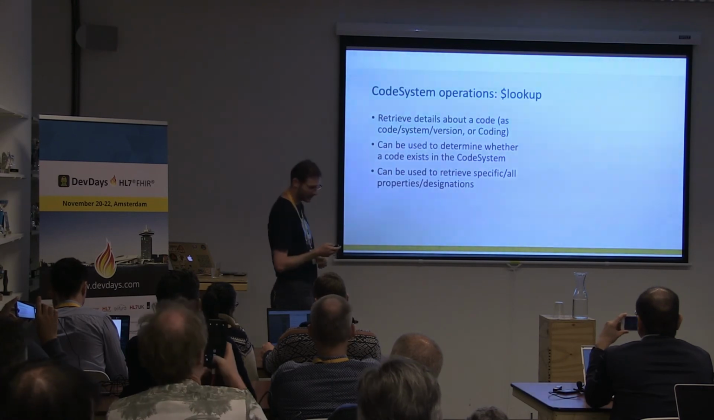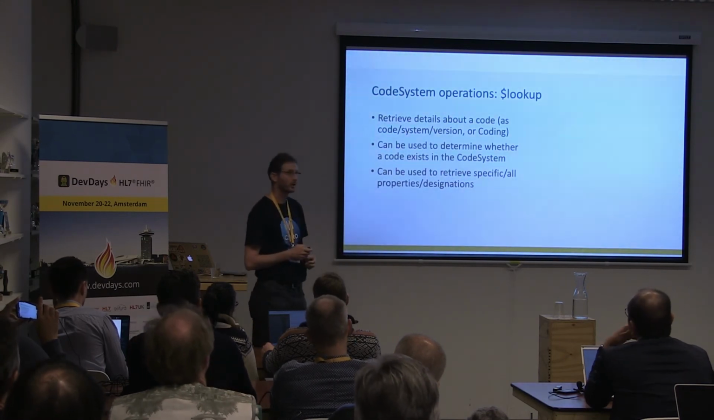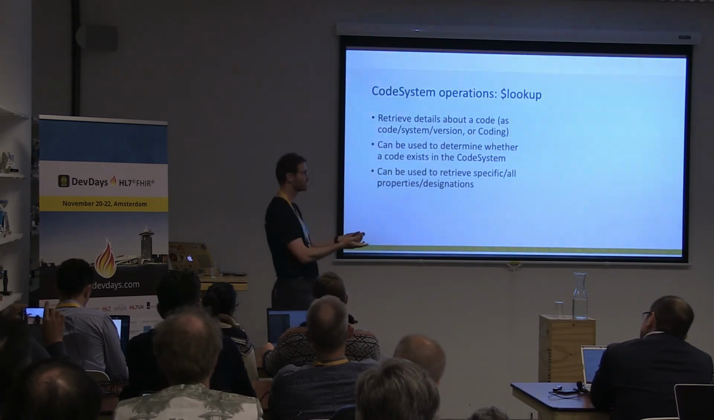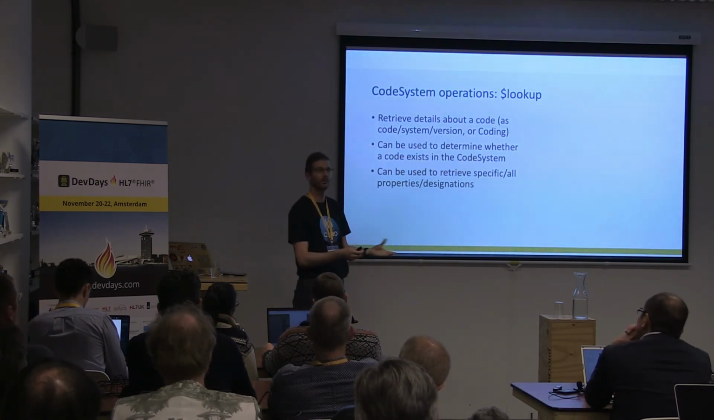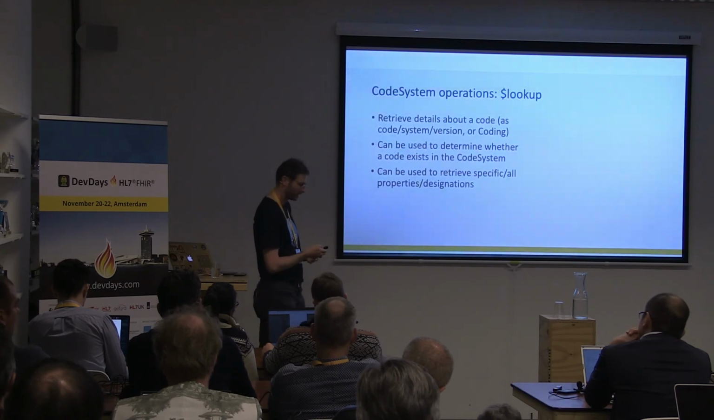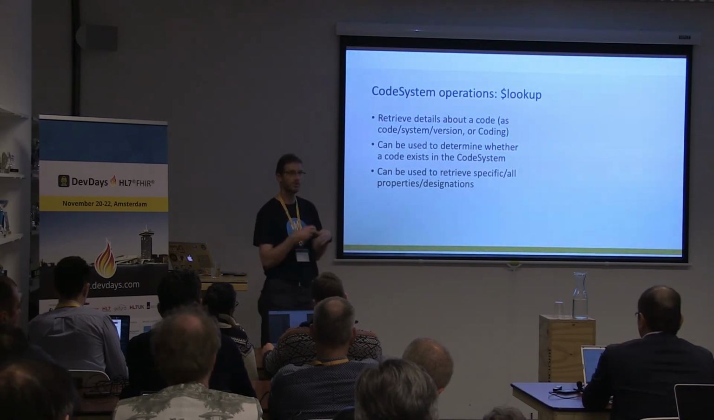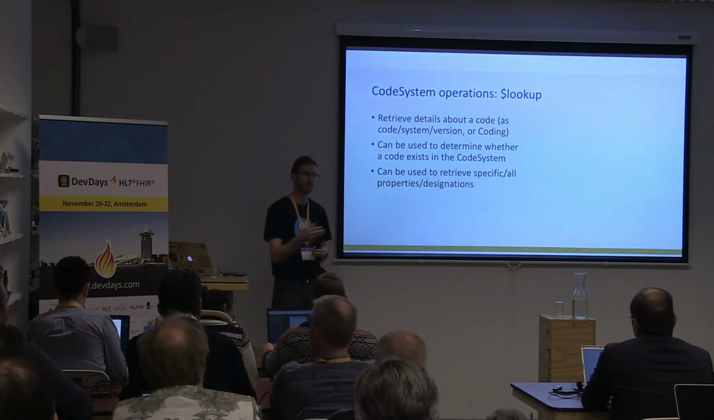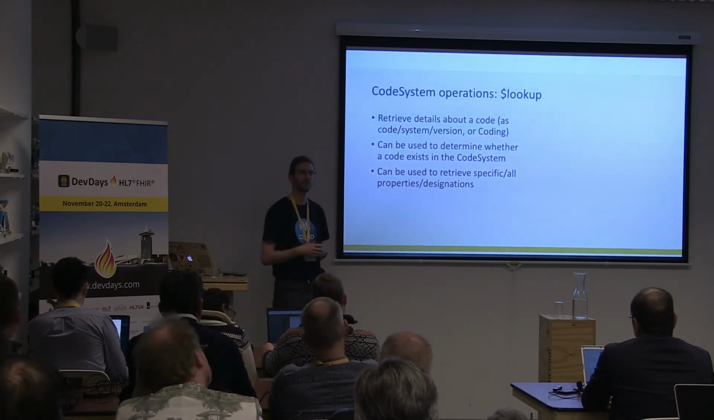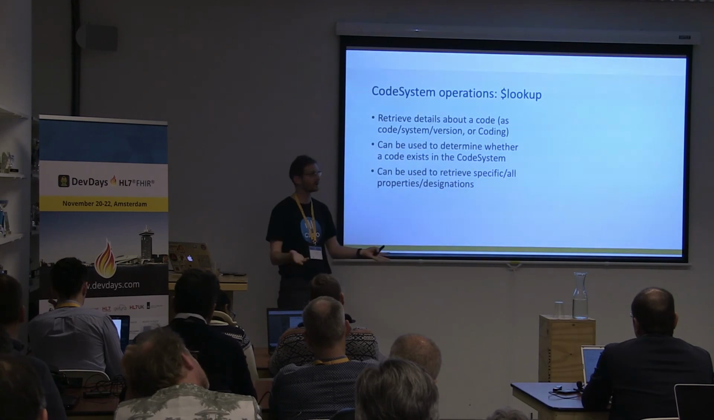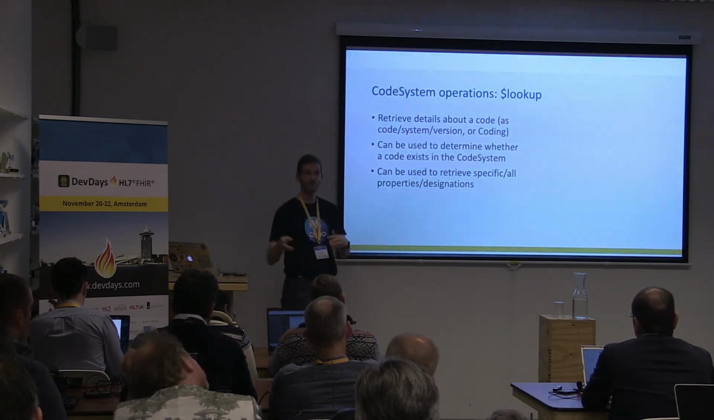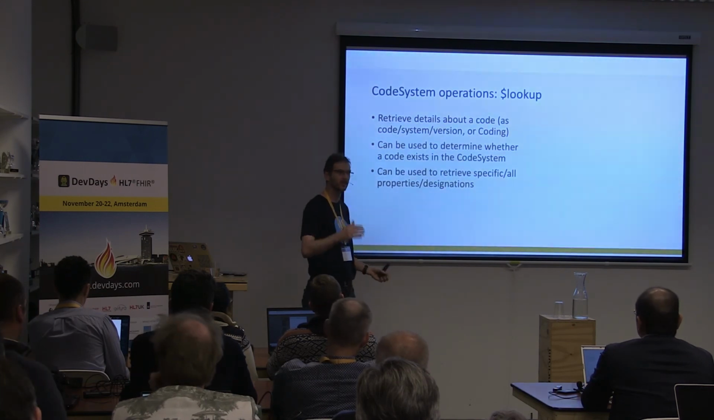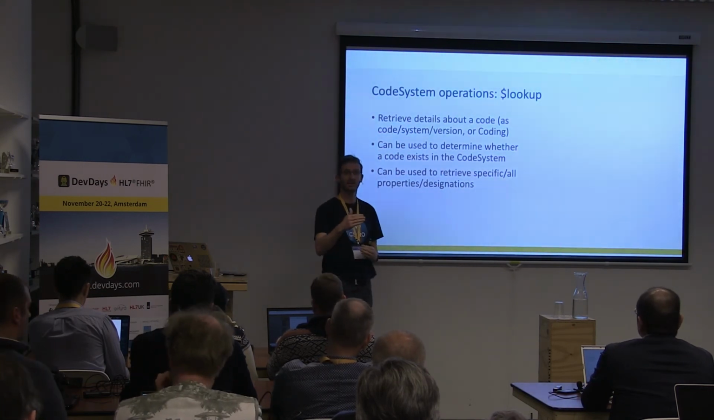So the lookup operation is fairly simple. It allows us to pass in a code and a code system and say, tell me what you know about this code. You can tell it specific properties that you're interested in as well. If you don't define in the call which properties you're interested in, then the server is on its own recognizance as to what properties it gives you back. So it might give you back all of the properties it knows about, or it might give you back some set that it thinks are important.